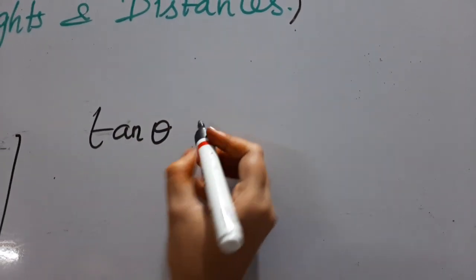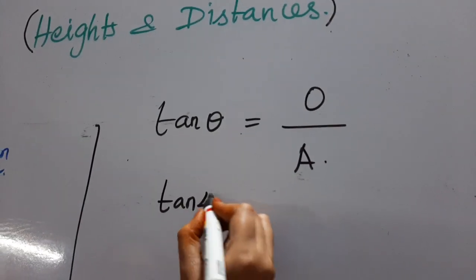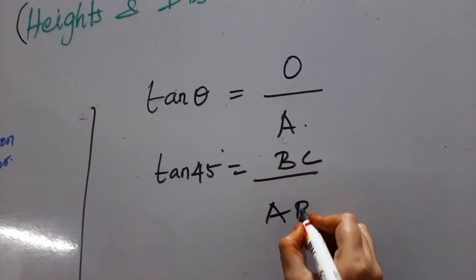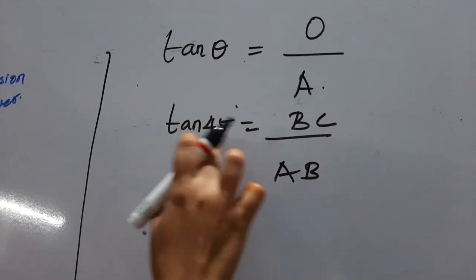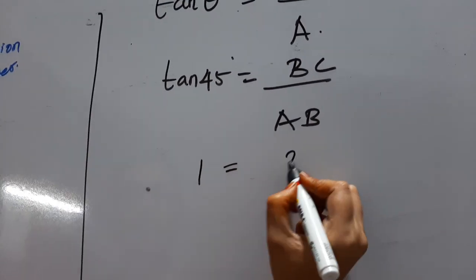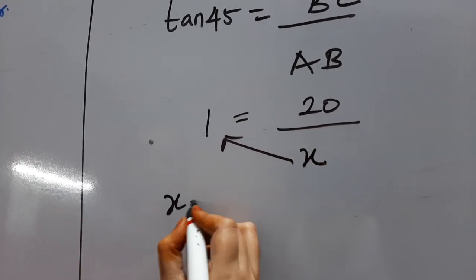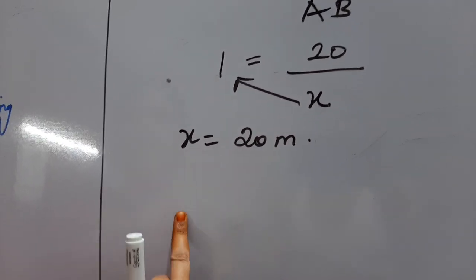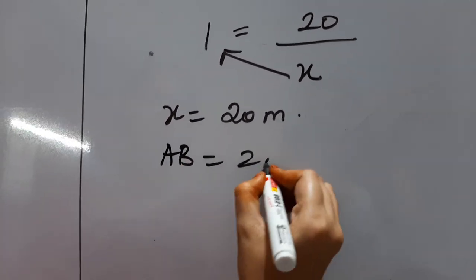What is the definition for the trigonometric ratio tan theta? Tan theta is equal to opposite upon adjacent. Here theta value is 45. Opposite is BC. Adjacent is AB. Tan 45 value is 1. If you check in your trigonometric table, you will get it. And BC value is 20. AB value is X. Transposing, we got X is equal to 20 meters. What is 20 meters? The distance from the point where we are standing and seeing the transmission tower. AB is equal to 20 meters.